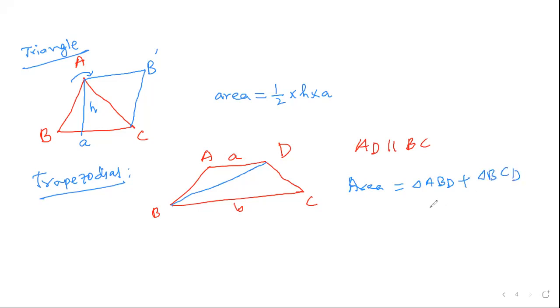Now look at this. What is the area formula for the triangle ABD? If this is called H, the height between the parallel sides of the trapezoid, then the area is half into the height H and the base A. Plus, similarly for BCD, the height is the same H, into the base B. So what we are getting is half of H, times A plus B. This is the formula for the trapezoid.